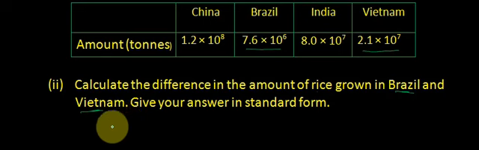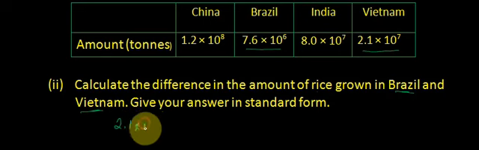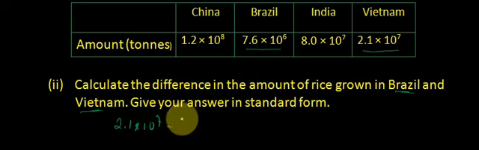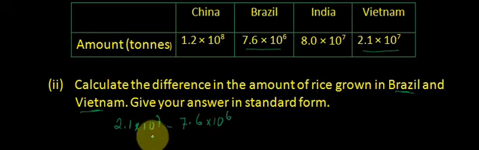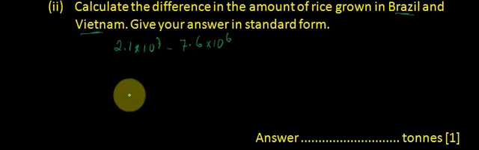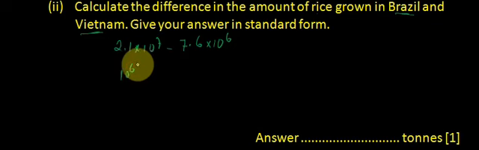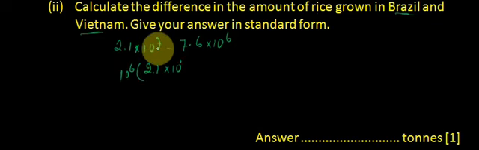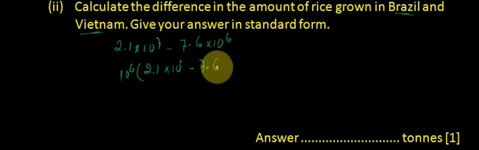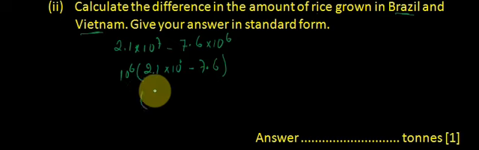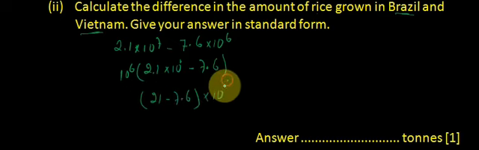So we can say 2.1 multiplied by 10 to the power 7 minus 7.6 multiplied by 10 to the power 6, because 10 to the power 7 is the higher. When we take 10 to the power 6 as common, 2.1 multiplied by 10 to the power 1 remains here, and minus 7.6 remains here. Now 2.1 multiplied by 10 becomes 21, minus 7.6, multiplied by 10 to the power 6.